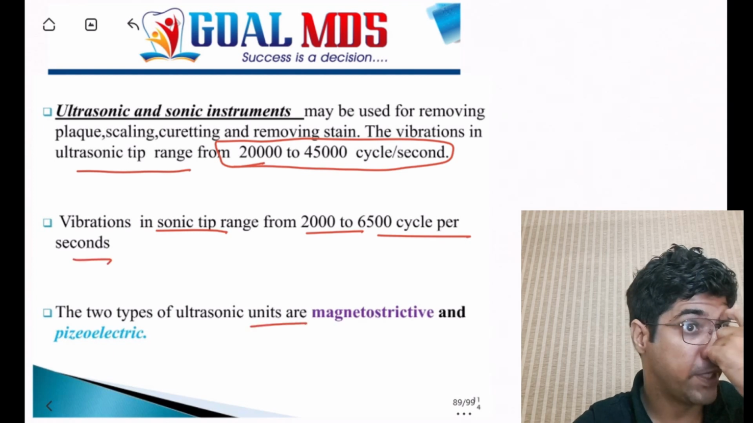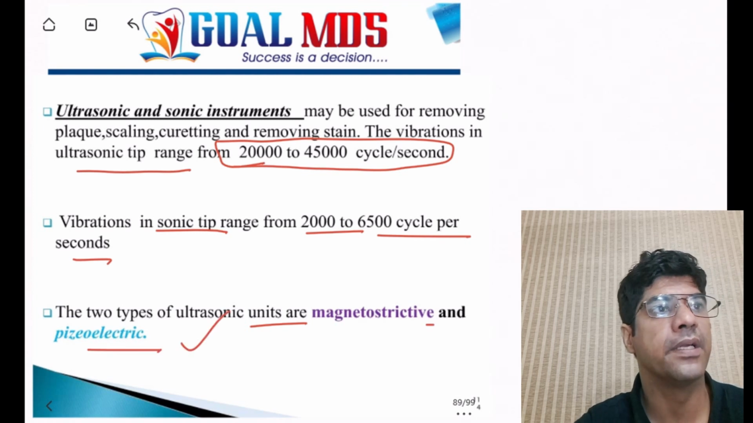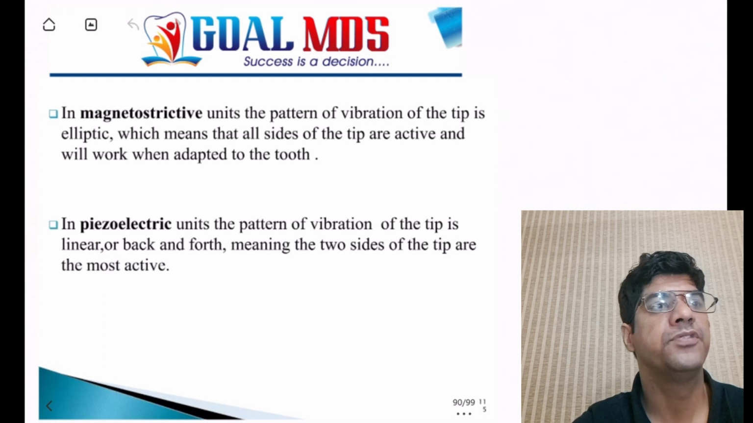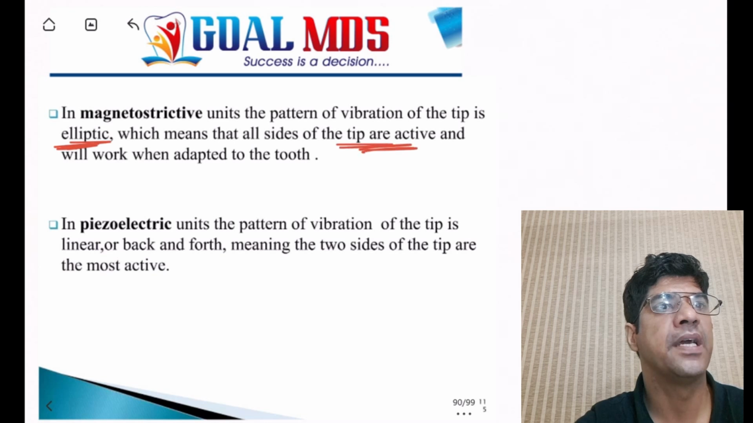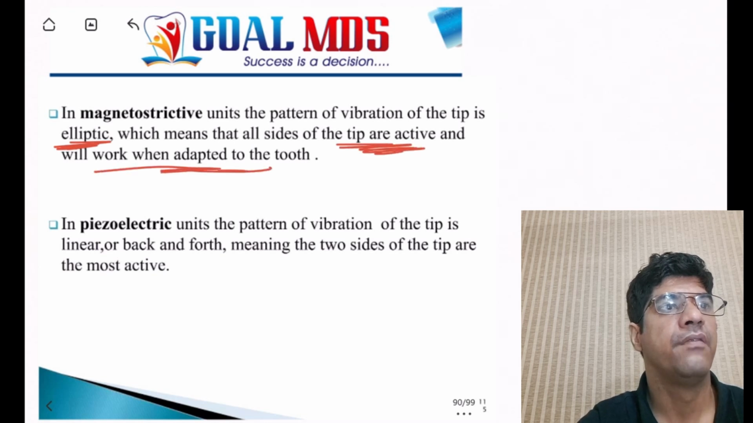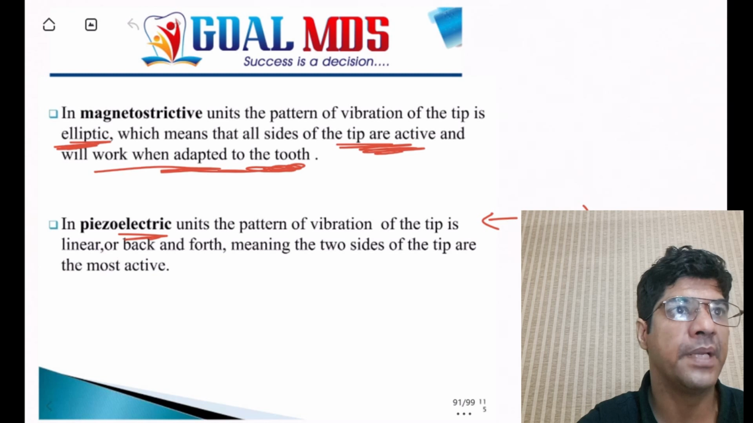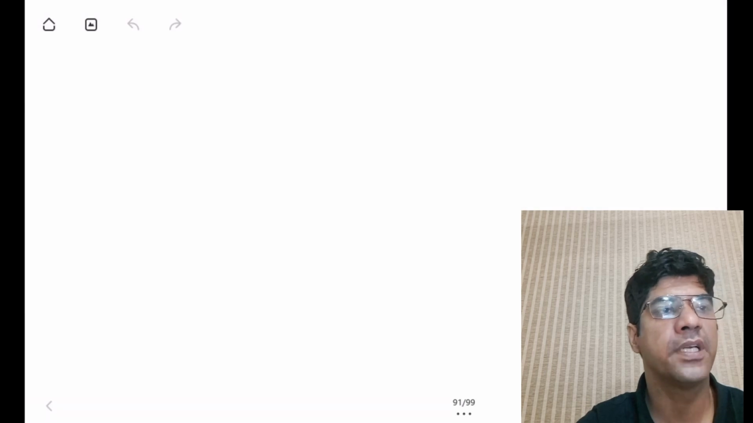The two types of ultrasonic units are magnetostrictive and piezoelectric. So remember, in the magnetostrictive units, the vibration of the tip is elliptical. All the sides of the tip are active when it is adapted to the tooth. But in the piezoelectric, the vibration is in a back and forth motion, meaning the two sides of the tip are the most active. So here the vibration of the tip is linear, and in magnetostrictive it is elliptical.